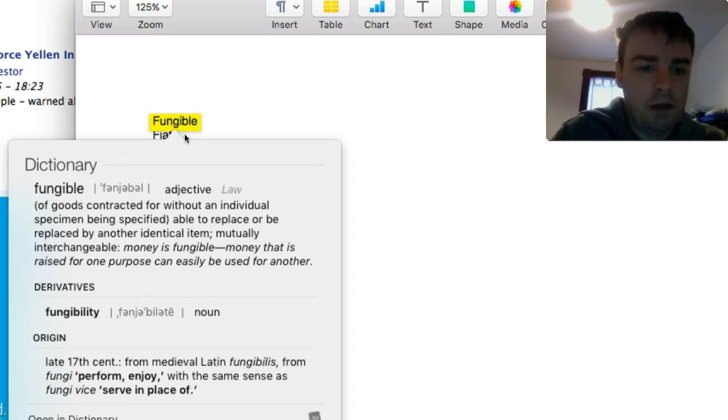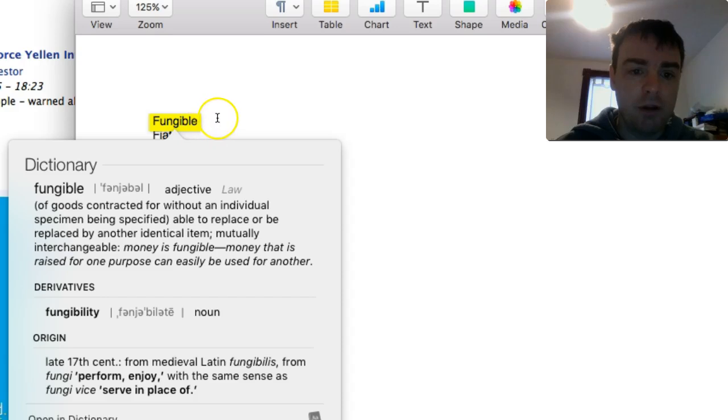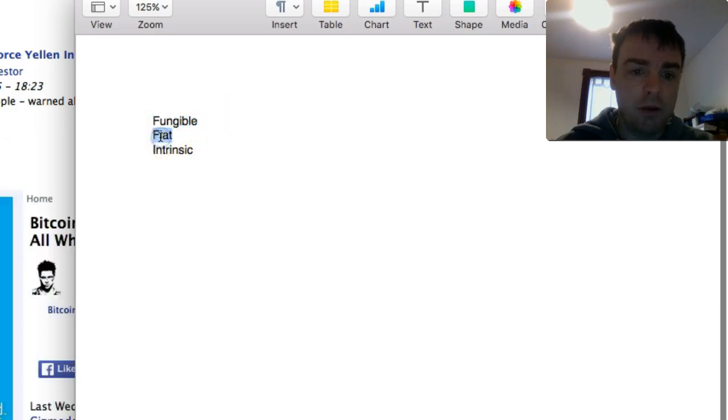Fungible, the first word that I want to look at: of goods contracted for without an individual specimen being specified, able to replace or be replaced by another identical item, mutually interchangeable. Money is fungible. Money that is raised for one purpose can easily be used for another. So you got a $5 bill. If you got two $5 bills, you can exchange that for a $10 bill. And that's what fungible means. So our fiat currency is fungible. It can be traded for something of the same value there.